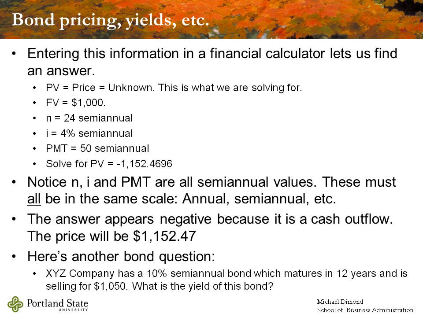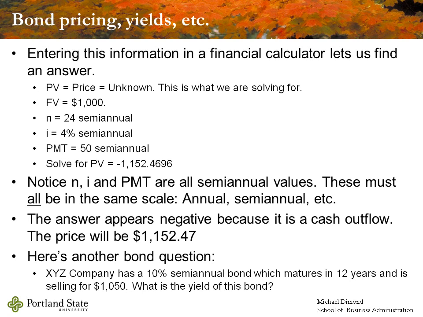When we enter that information into a financial calculator, it lets us find the answer. When we solve for PV given the inputs that we have, our calculator is going to show us a negative $1,152 and almost 47 cents. So negative 1152.4696. The negative sign is only there to tell us that that's a cash outflow. In other words, this is the amount of money that an investor is willing to lay out in order to receive the cash flows from this bond.